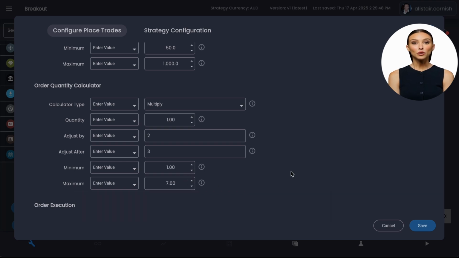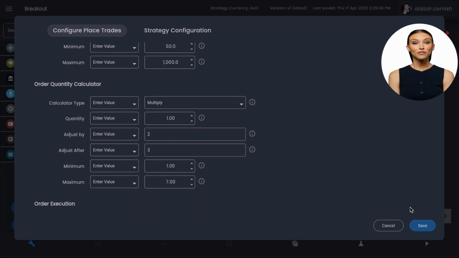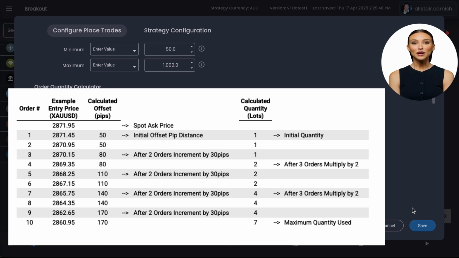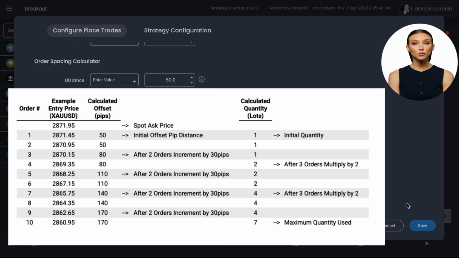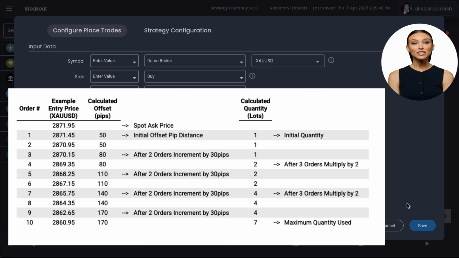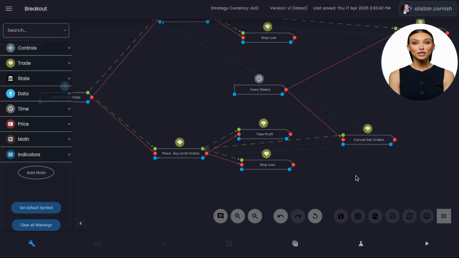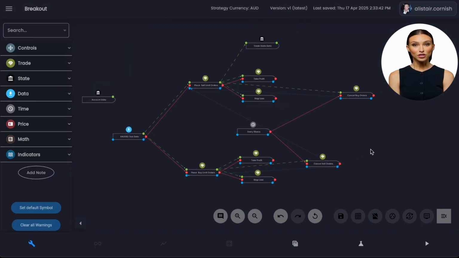In this example, the orders would be placed as follows. The further the order is from the current market price, the larger the order volume becomes, allowing for scaling as the market moves in your direction. The place trades rule provides a simple yet powerful rule to place multiple orders and precisely space them to scale into an aggregate position. This makes it ideal for building grid trading systems, breakout catchers, or scaled entry models, all from a single rule.